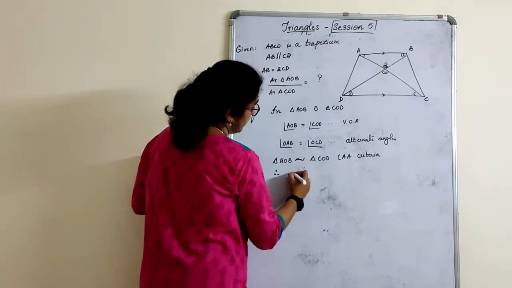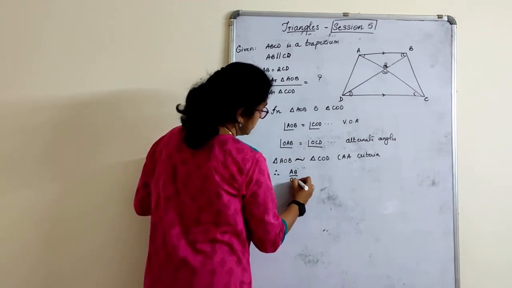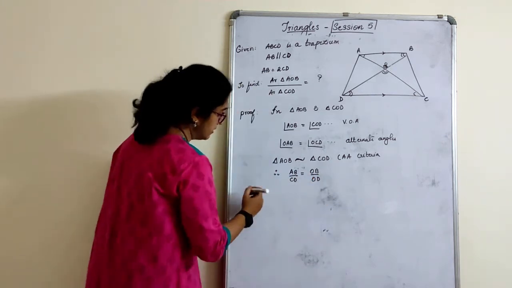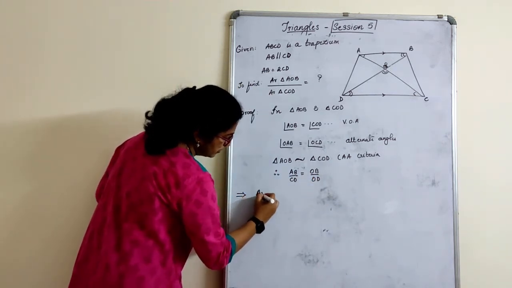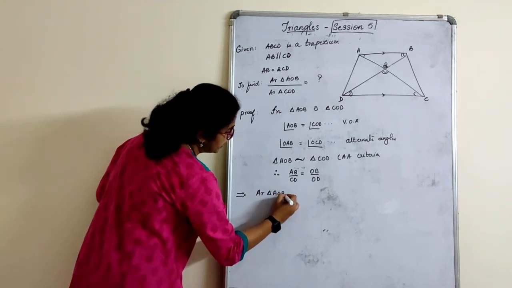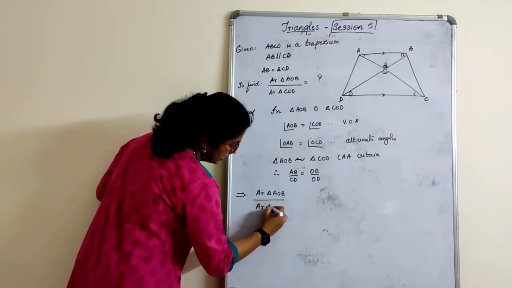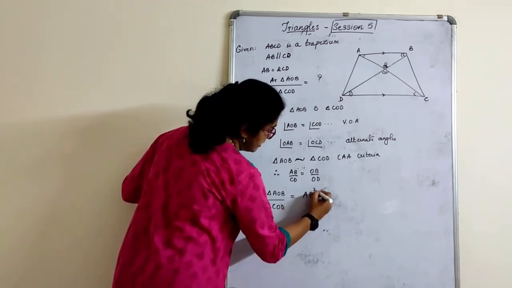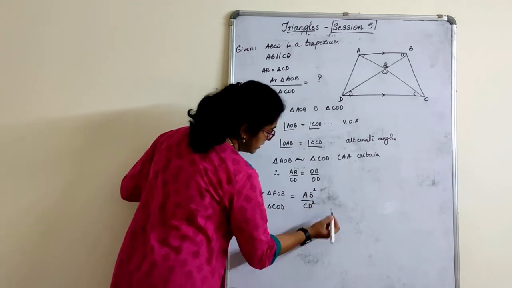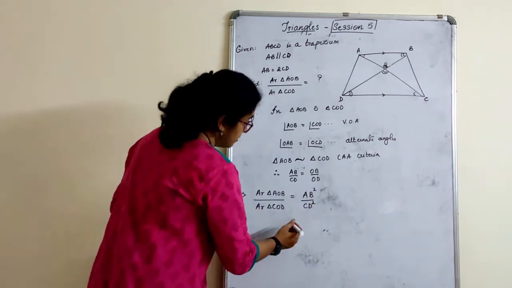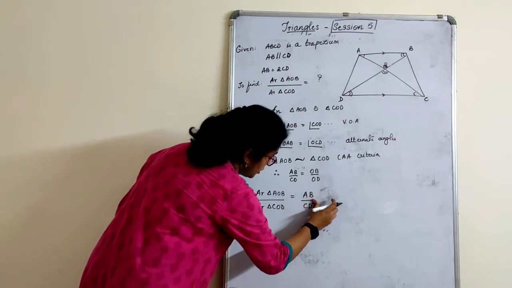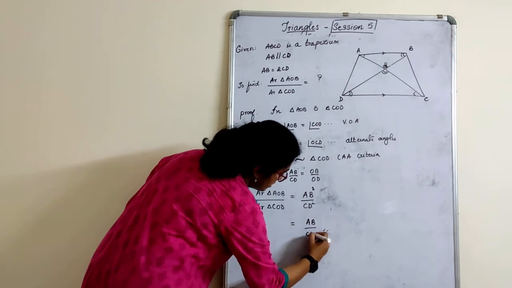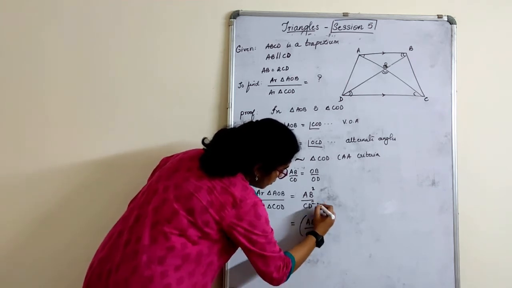Therefore, AB upon CD is equal to OB upon OD. This implies area of triangle AOB to area of triangle COD is equal to squares of the proportional sides, AB square upon CD square. Further, I will write this as AB upon CD whole square.